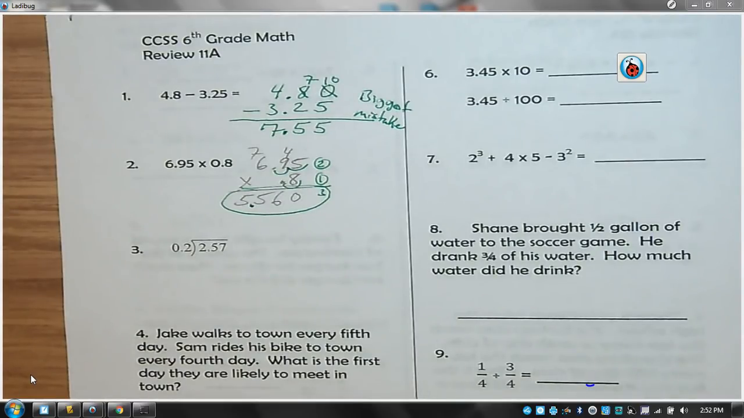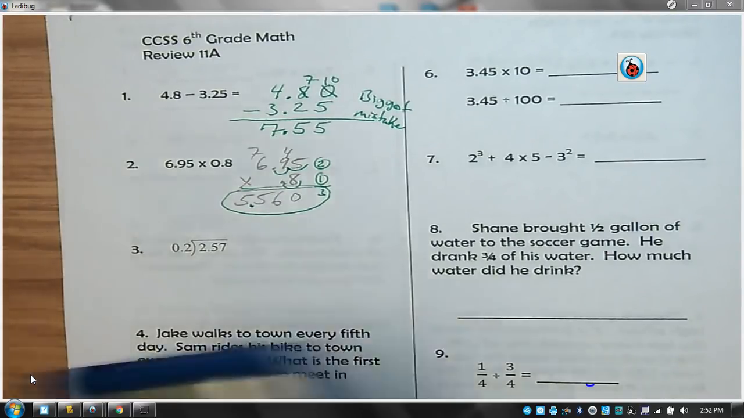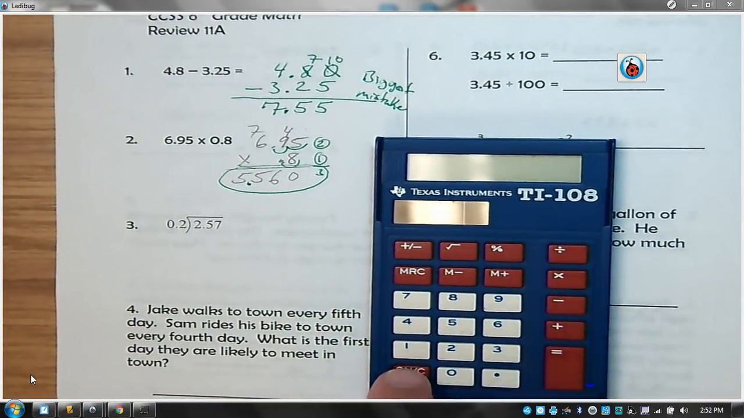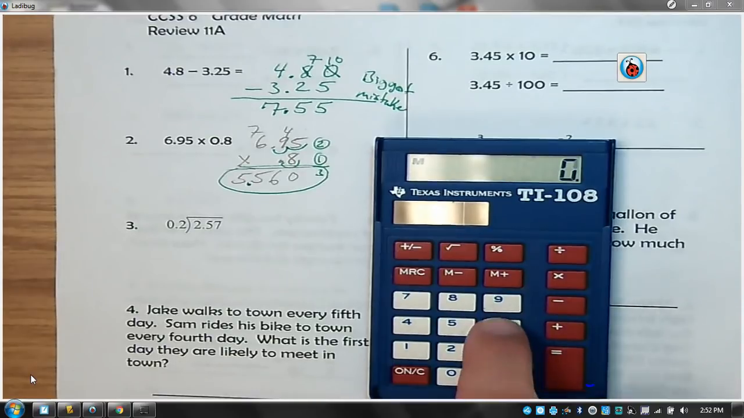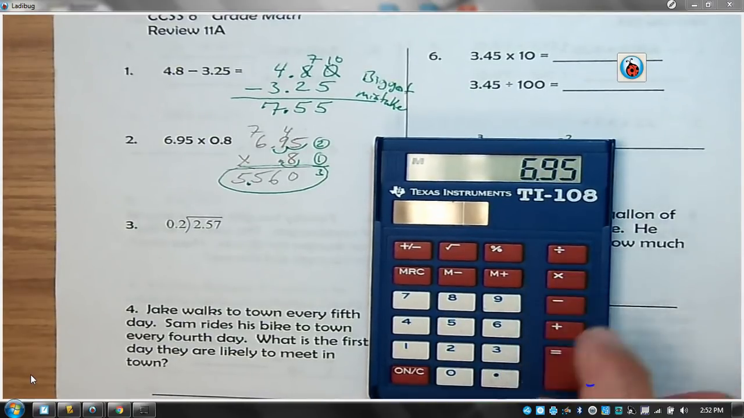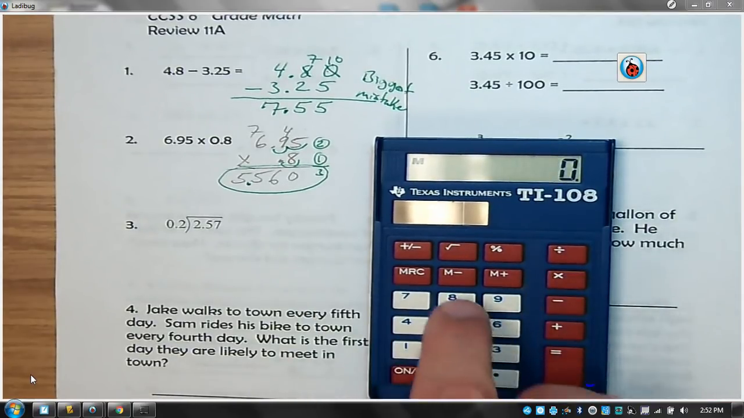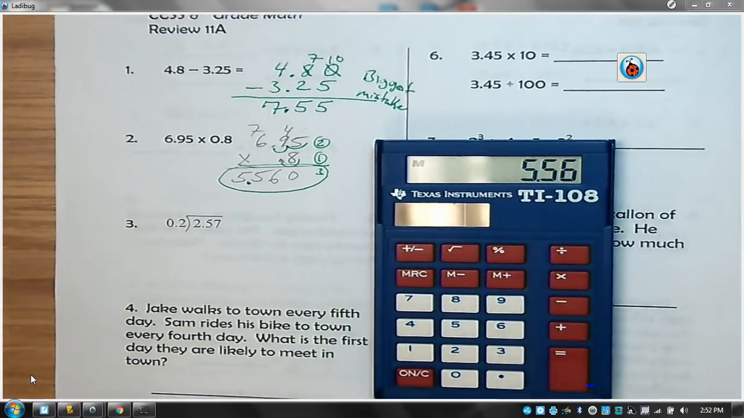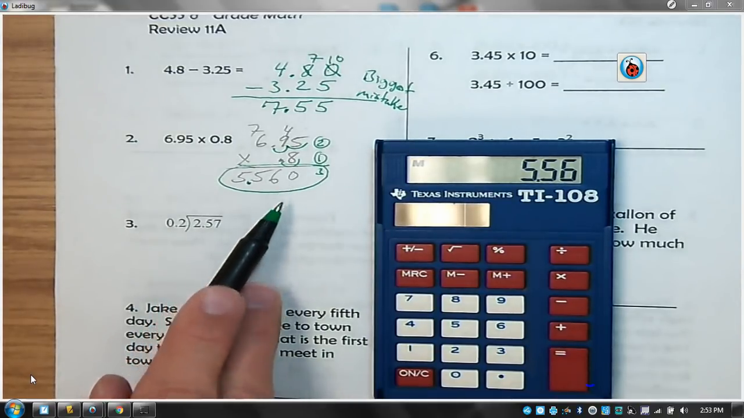And if you're at home doing these things, you can always bust out a calculator. You can't use a calculator in the quiz, so you have to know how to do it. But you can go ahead and check yourself. So 6.95 multiplied by 0.8. And you should get the exact same thing. Oh no, we don't have a 0. I must be wrong. No, I'm not. That 0 doesn't count. Same thing.